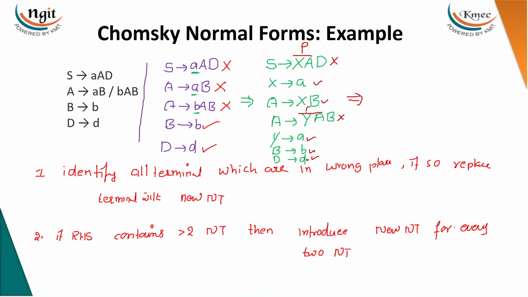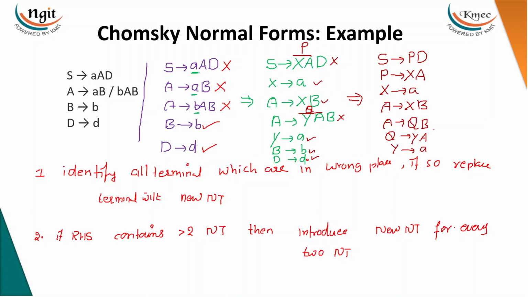And for these two, again introduce a new non-terminal. Then we can write S tends to PD, P tends to XA, X tends to A, A tends to XB, and A tends to QB, where Q is nothing but YA, and you can take Y tends to A, B tends to D and D tends to D. That's it. So this is C. Now all the 9 productions are in CNF, either two non-terminals or a single terminal.